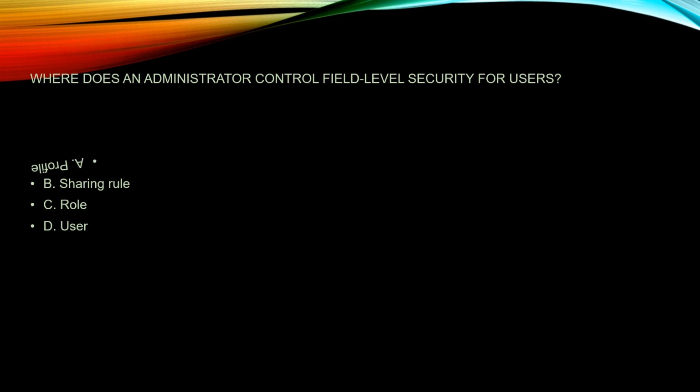Profile, okay? Sharing rules is incorrect because it can control object level access. Role is incorrect because role is based sharing controls object level access as well. And users is incorrect because when you set up a user, you do not configure field level security or access. So it is in the profile for field level security. Just remember that profile is field level security. Okay, that most likely will be on your test. It was on pretty much every single pretest I took.